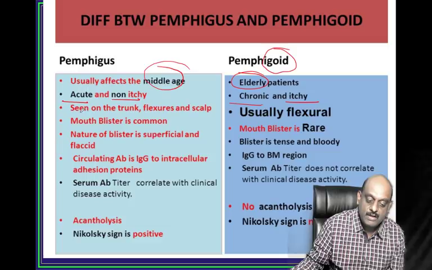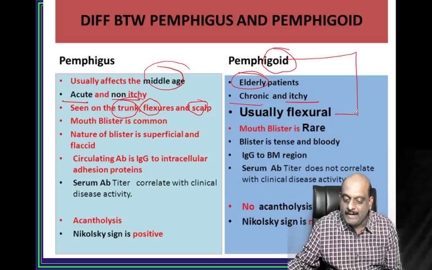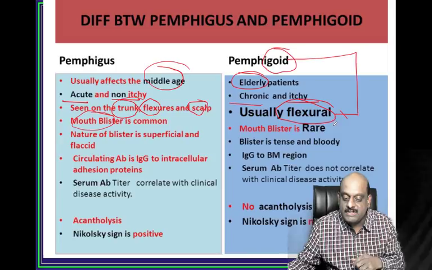Pemphigus is seen on the trunk, flexure, scalp. Scalp and trunk also. But pemphigoid usually flexural. Flexural, right? Mouth blisters are common with mucosal involvement in pemphigus. Mouth blisters are rare in pemphigoid. Right, doc?